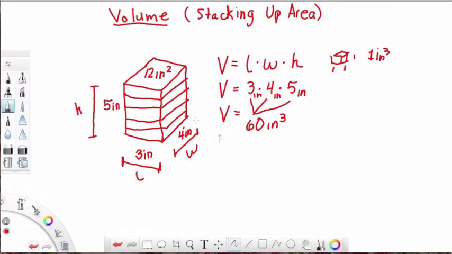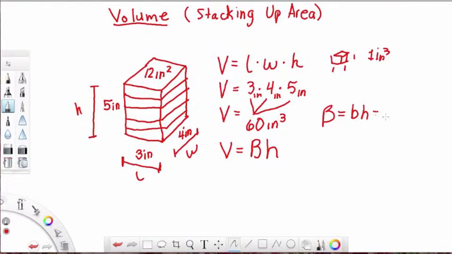So what we're doing is we're taking the area of our base polygon, our base face, which is 12 inches squared. That's our base polygon, so we're going to give it a big B. Big B stands for the area. Big B stands for, well, first of all, we find it by taking the base times the height of our base polygon.